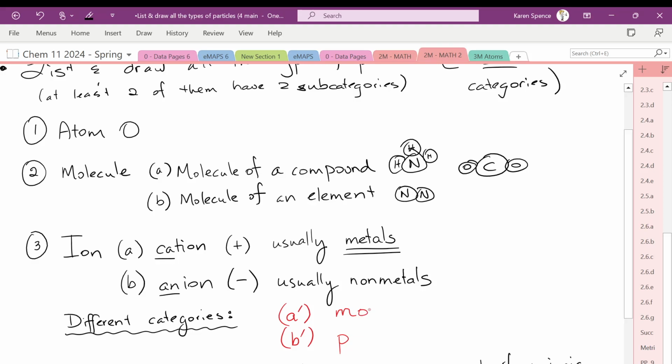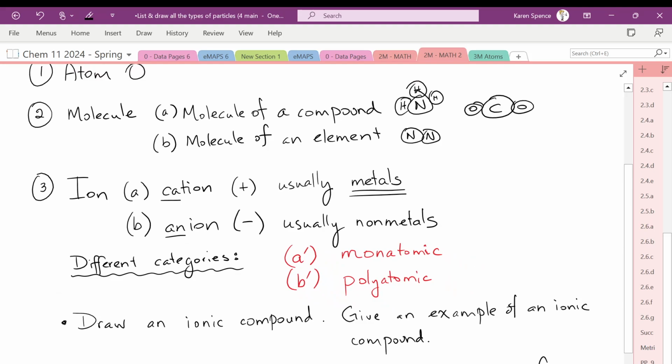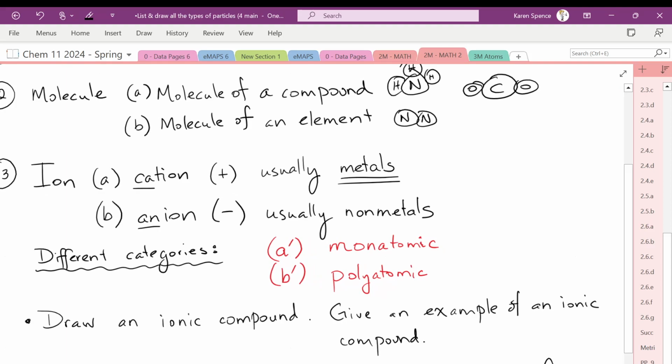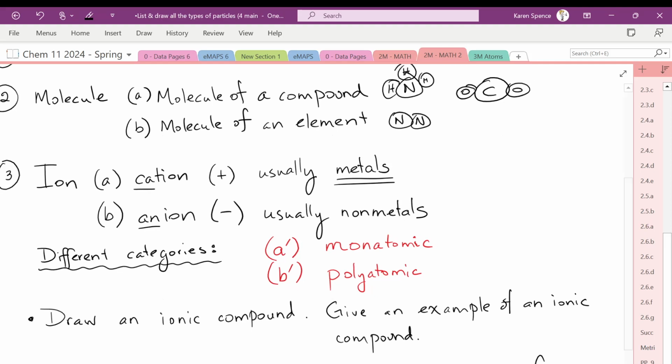It's not molecule. Ooh, yes. What was that? Monatomic. And the other one would be polyatomic. Okay, so we have monatomic and polyatomic. Could you draw a monatomic cation?